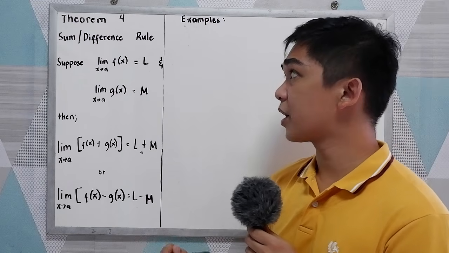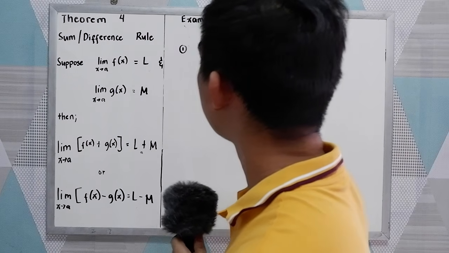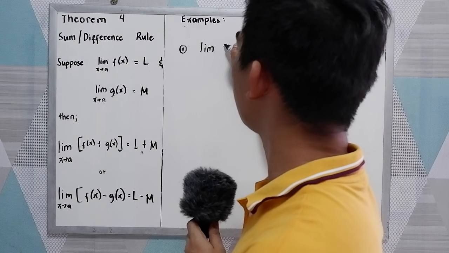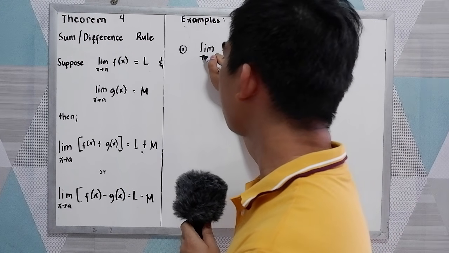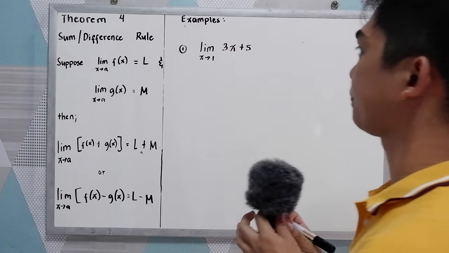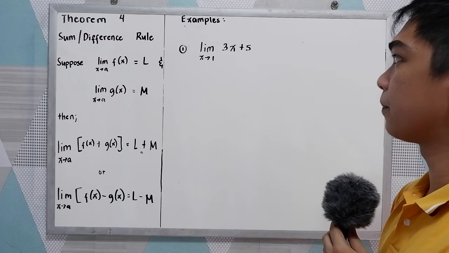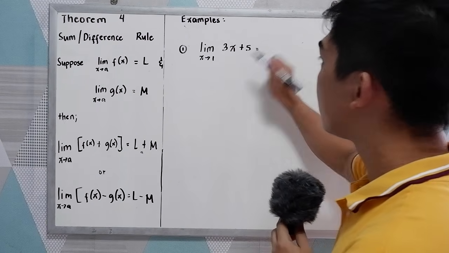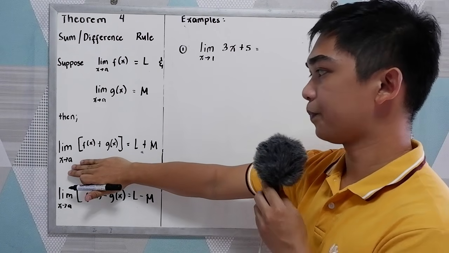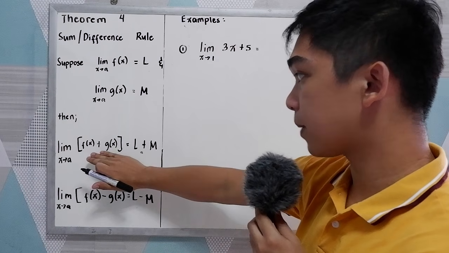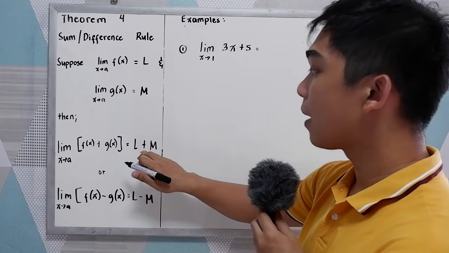Now, to illustrate our theorem number 4, let's have this problem. Number 1, let's say we have the limit of 3x plus 5 as x approaches 1. Okay, we're going to apply our sum or difference rule. In this case, since we have our plus sign, we're going to apply our addition. So the limit of f of x plus g of x as x approaches a is equal to L plus m.